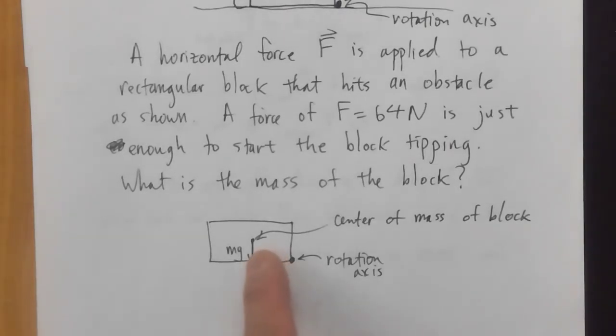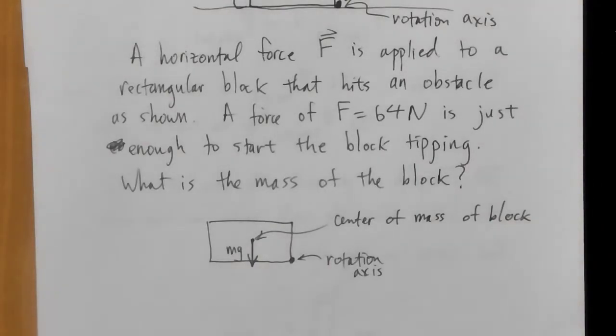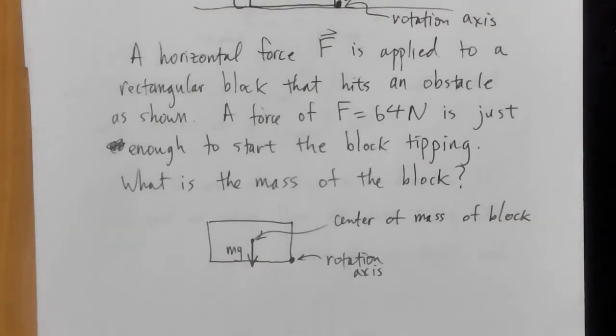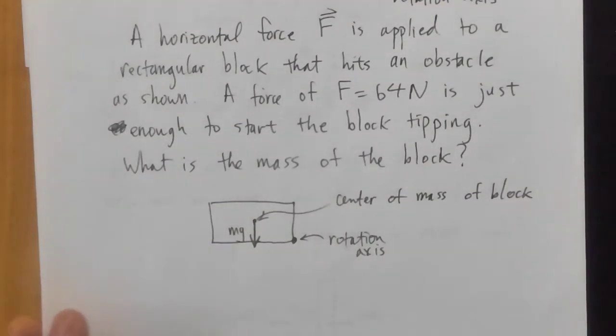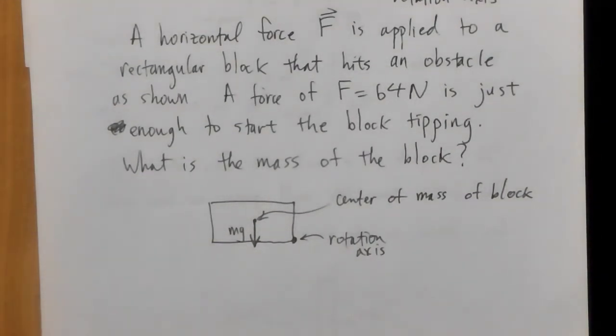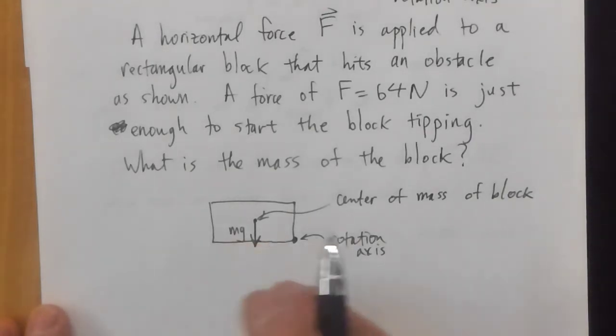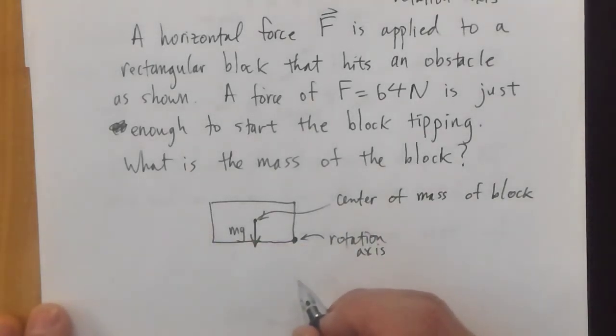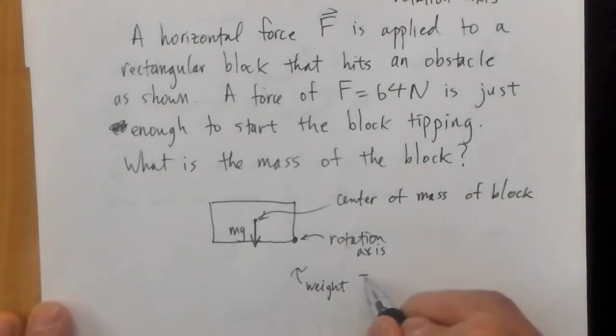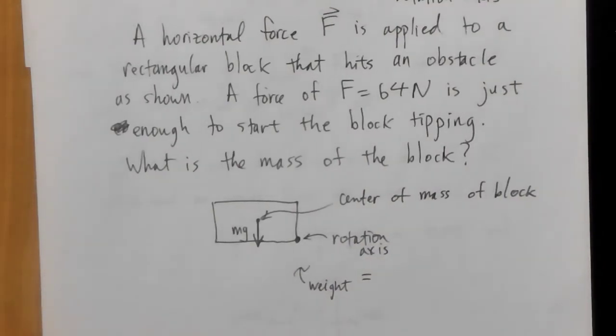If you have an extended object, the weight vector is attached to the center of mass of the extended object. If it's a point particle, then obviously you just attach it to the point particle, wherever it is, at the center of mass. Okay, now here's an example of calculating the torque. We're going to calculate the torque due to the weight of the object.